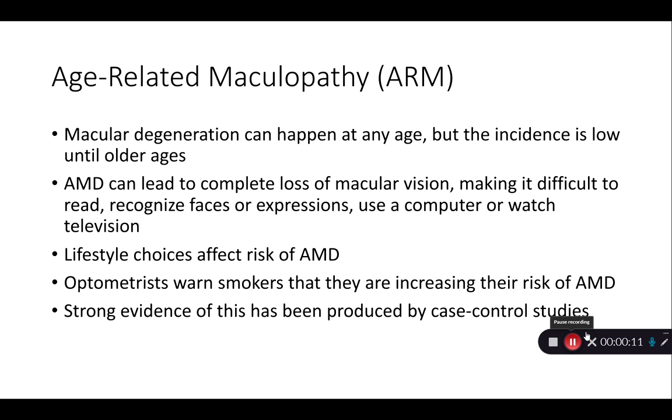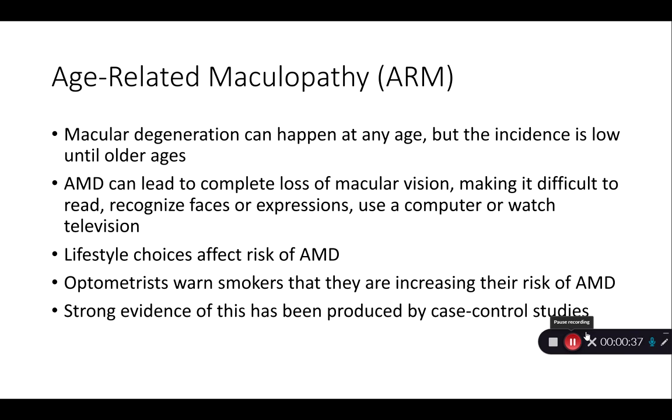Age-related maculopathy, or age-related macular degeneration, can happen at any age, but the incidence is low until you're at older ages. AMD can lead to the complete loss of macular vision, making it difficult to read, recognize faces or expressions, or use a computer or watch TV. Some lifestyle choices may affect the risk for AMD. As an example, optometrists warn smokers that they're at increased risk of AMD if they smoke.